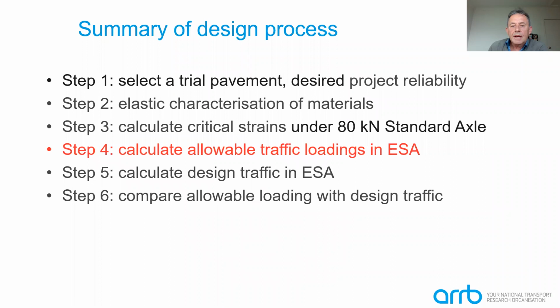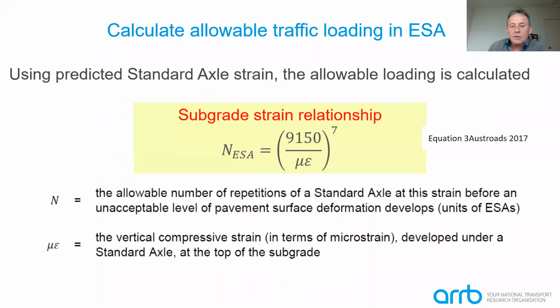So having calculated the strains under this standard axle load, we then use our performance relationship to calculate the allowable loading before an unacceptable level of pavement surface deformation develops. So the units are equivalent standard axles.